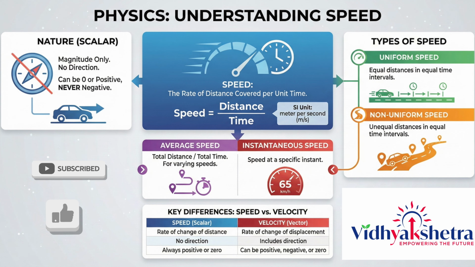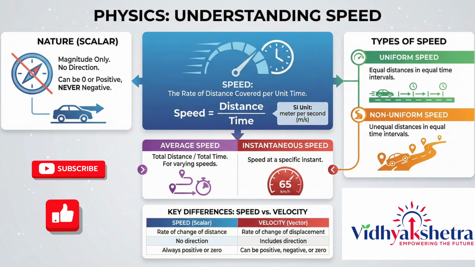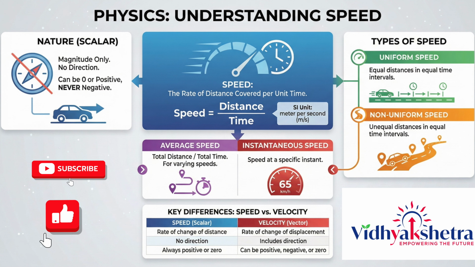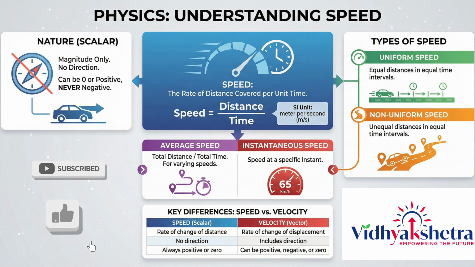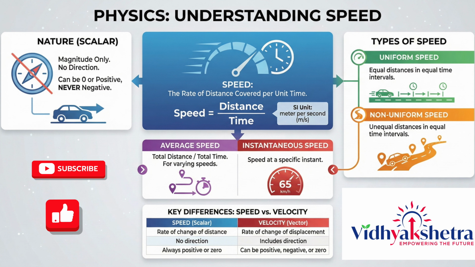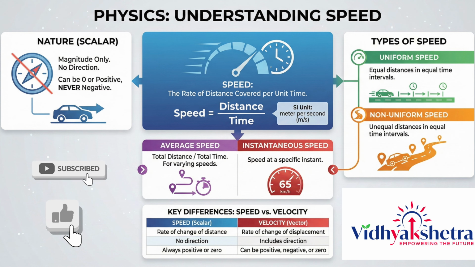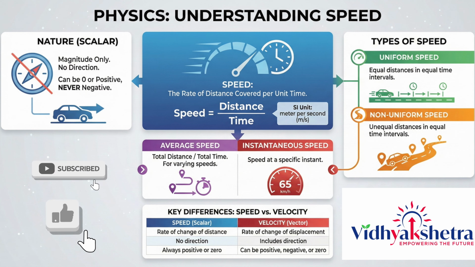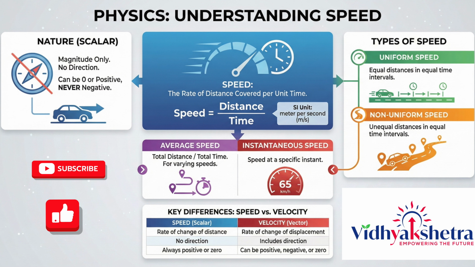Definition of speed. Speed is defined as the distance traveled by an object per unit time. In simple words, speed tells us how much distance an object covers in 1 second, 1 minute, or 1 hour. For example, if a car travels 60 kilometers in 1 hour, its speed is 60 kilometers per hour.